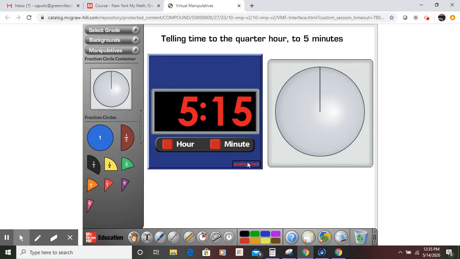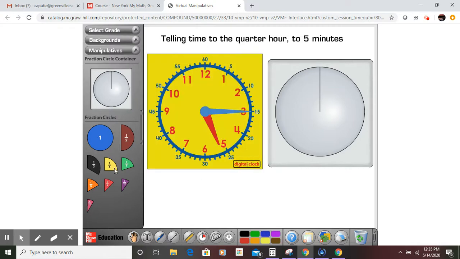Now we do have a special name for 5:15. We could also say that it is quarter past 5. Why? Well, 4 quarters equal $1, or 4 equal parts make up one circle. So it is 1/4 past 5 o'clock.